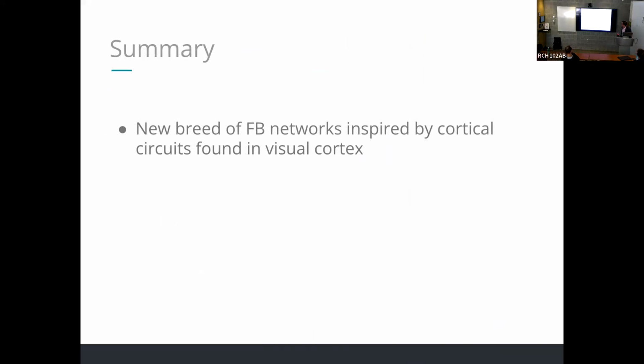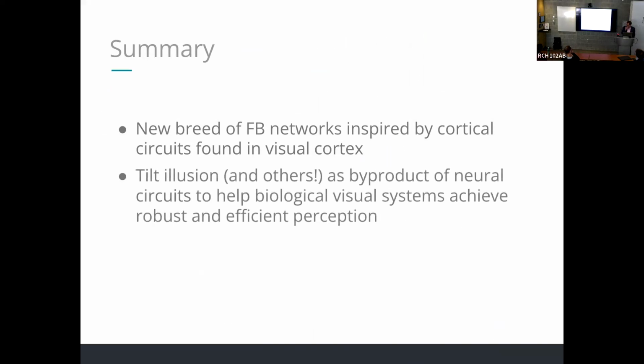All right, so I've introduced, I hope, a new breed of feedback networks, which are inspired by cortical circuits found in the visual cortex. I've shown you that the tilt illusion and others that I don't have time to go over can be explained as a byproduct of neural circuits that are there to help biological visual systems achieve both robust and efficient perception. Robust because we have examples of tasks where we are better able to generalize to novel stimuli out of distribution. More efficient because we can learn as well with far fewer training examples.